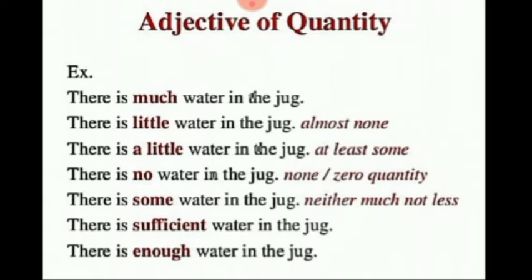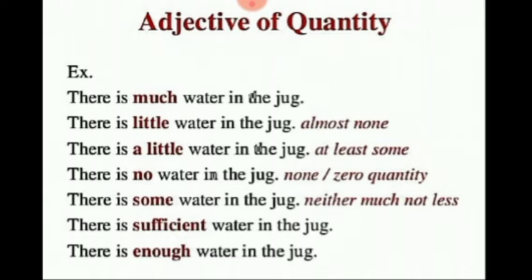There is no water in the jug. No, none, zero. Zero quantity means you can use the word no. So, no is adjective of quantity. There is some water in the jug. Neither much, nor less. So, if you have little water, not much or not less, you can use the word some. So, some is also adjective of quantity.